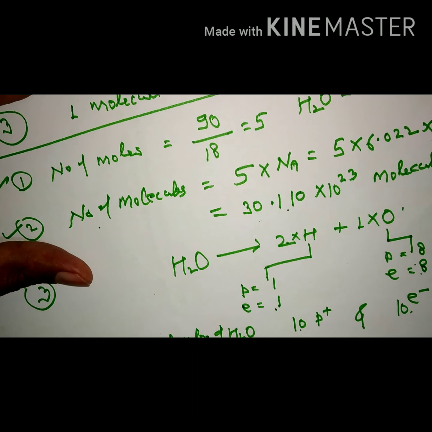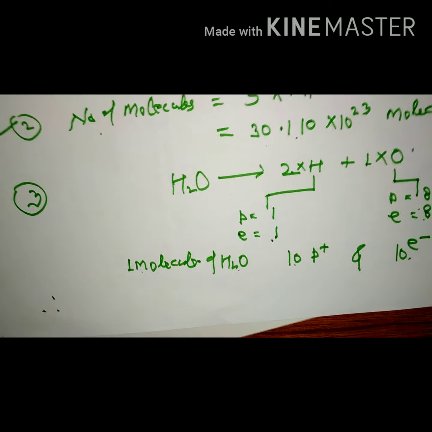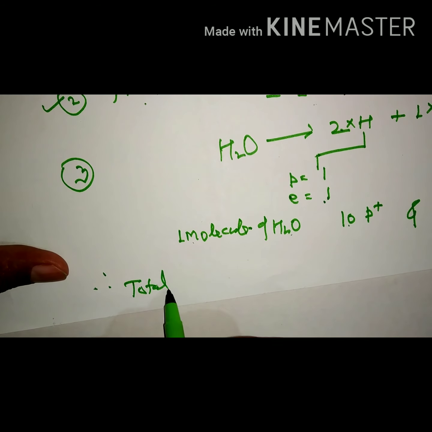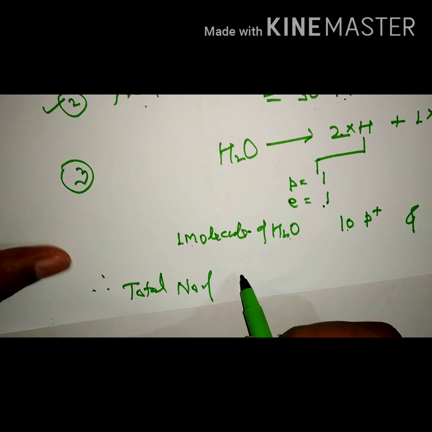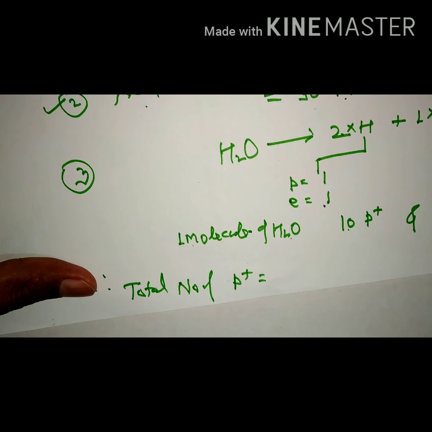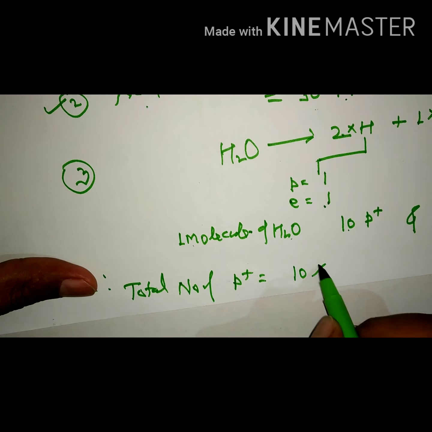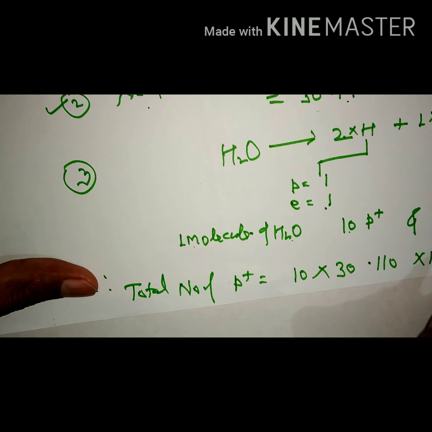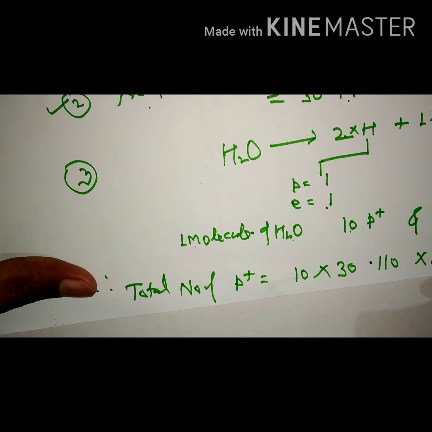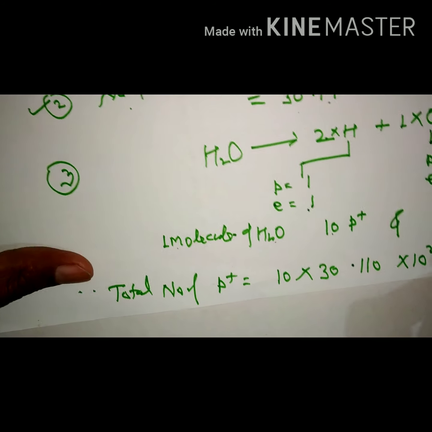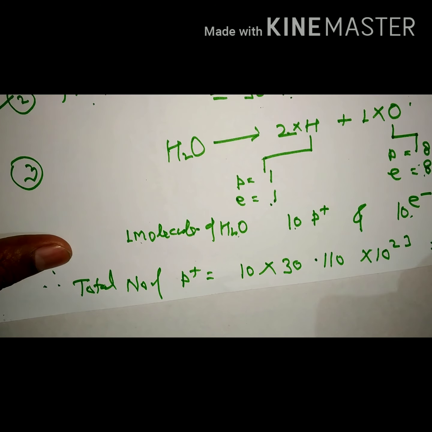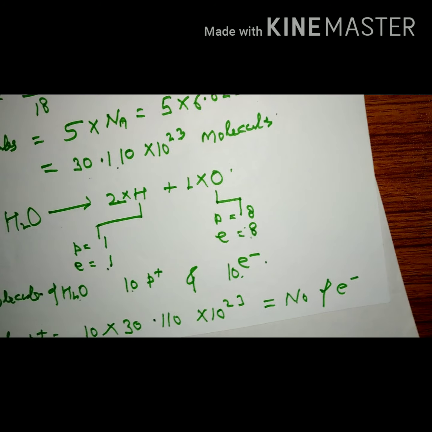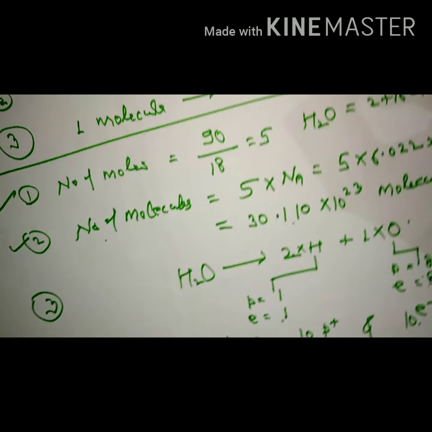So the total number of protons equals 10 into 30.110 into 10 to the power 23, and the same number we have for the number of electrons. So these are the few basic things.